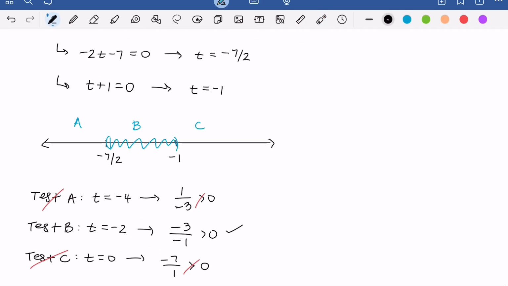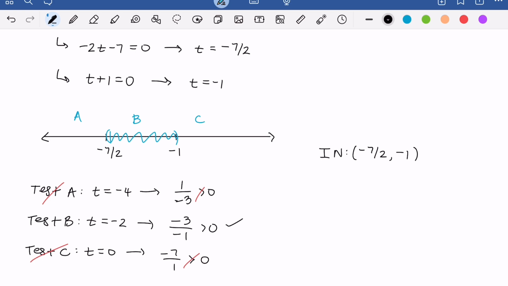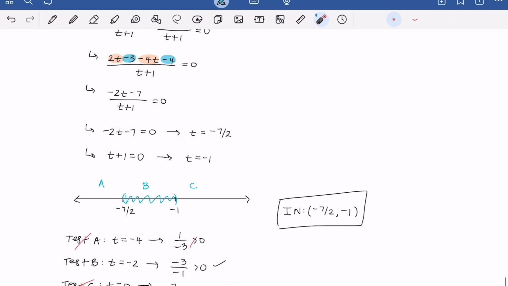And then lastly, to write our answer in interval notation, all of our solutions are going to lie in the interval from negative 7 over 2 to negative 1, and again, using parentheses because we're not including these two values. Alright, so that'll be it for this video.